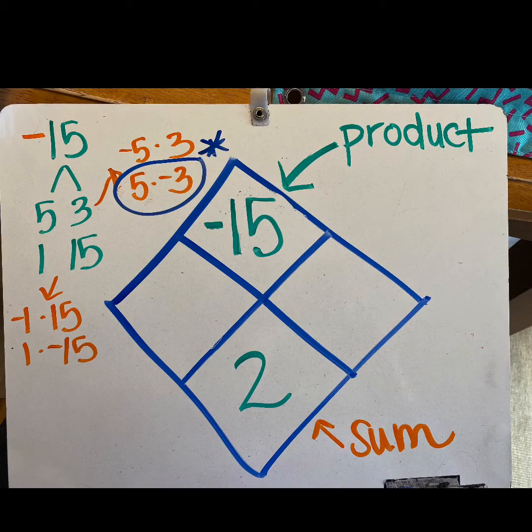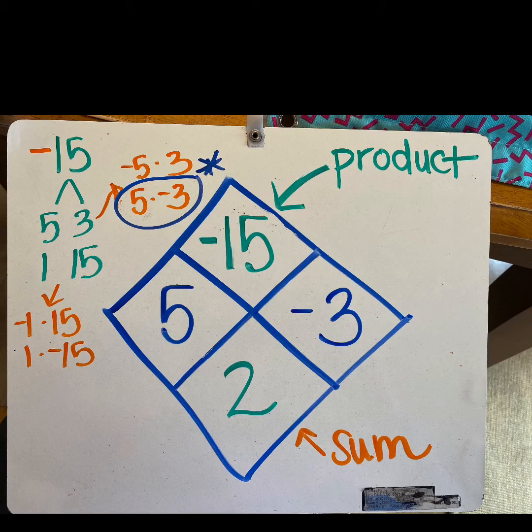I noticed out of all of those orange pairs, the only pair that makes a sum of 2 is the one that I circled, 5 times negative 3. If I multiply 5 times negative 3, I would get negative 15. And if I did 5 plus negative 3, I would get 2. Write 5 in the left part of the diamond problem and negative 3 on the right, or I can swap them. I could write negative 3 on the left and 5 on the right. Just remember, when we multiply and when we add, it doesn't matter which order.